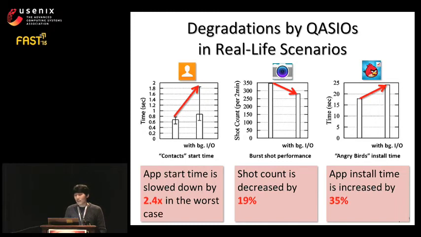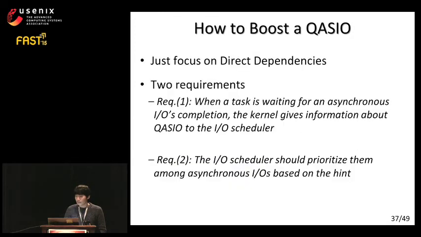And then, how can you reduce the QASIO's delay? Our solution is boosting QASIOs. How can you boost QASIOs? We focus on only direct dependency, not indirect dependencies, because if we solve the problem from direct dependencies, the problem related to indirect dependency will be automatically taken care of.